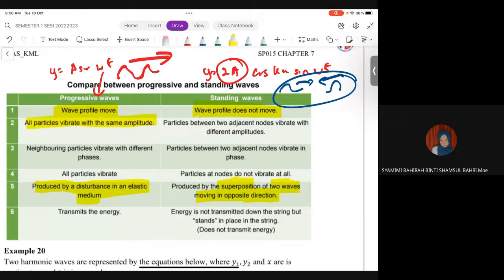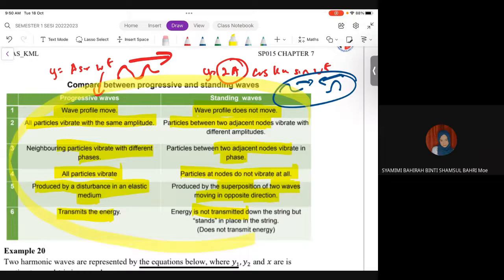All particle vibrate. Yang ini particle only at two adjacent nodes sahaja yang akan vibrate. Neighboring particle have different phase. Tapi semua adalah same phase sebab amplitude dia semua sama. Dia transmit energy, yang ini does not transmit energy. All particle vibrate, particle kat node does not vibrate.